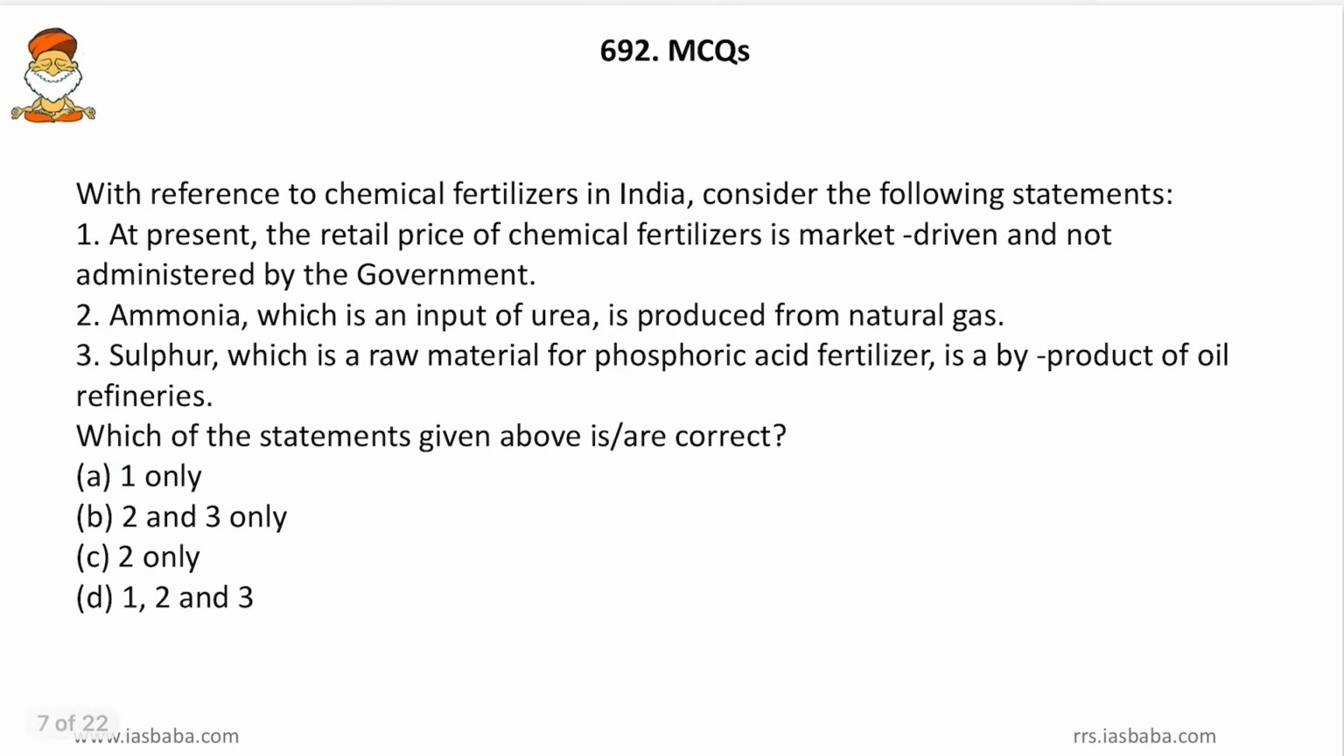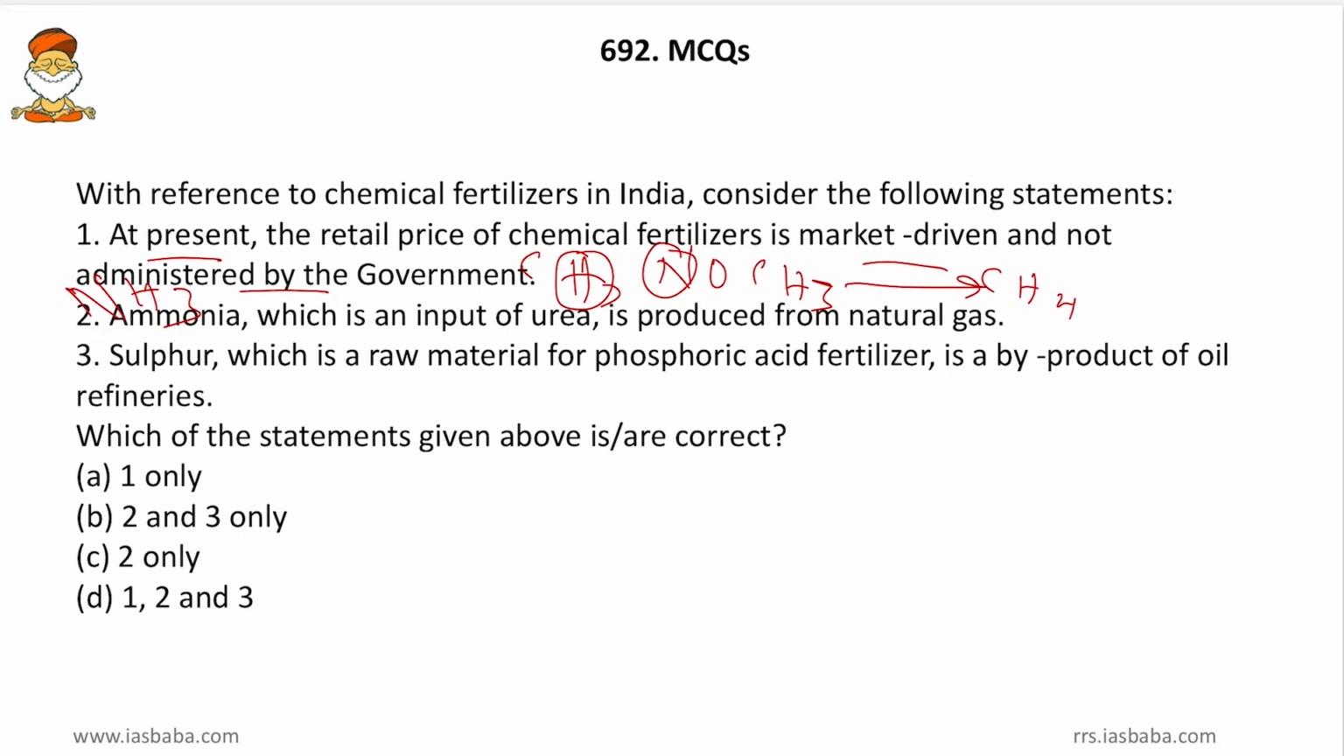With reference to chemical fertilizers in India, consider the following statements. At present, the retail price of chemical fertilizer is market driven and not administered by the government. Then, ammonia, which is an input of urea, is produced from natural gas. Friends, crudely trace the chemistry of this statement. We know that ammonia's formula is NH3 and urea's formula is CH4N2O. And the natural gas formula is CH4. And we know that both nitrogen and hydrogen are present. So thereby from urea, NH3 can be produced and CH4 is a compound, and they can be traced from natural gas. So this can be a valid statement.